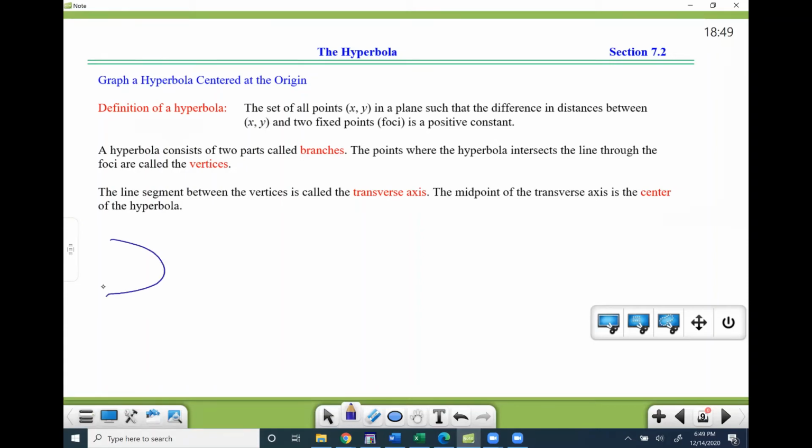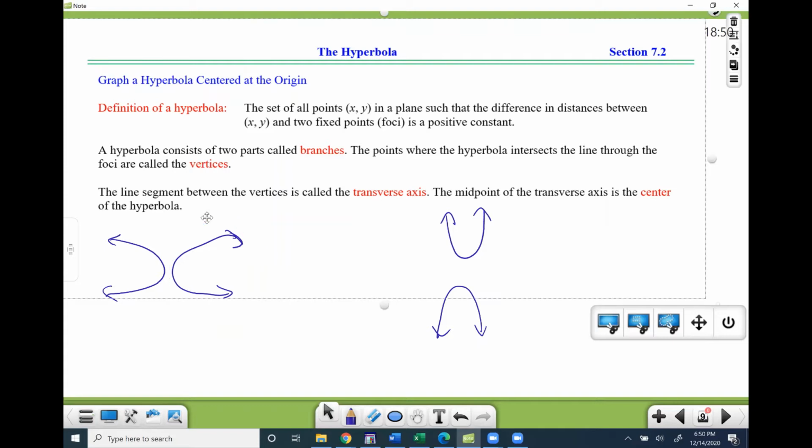Hyperbolas will look like either this, sideways facing, or up and down facing in our class. We have diagonal ones and stuff, but these are going to be the ones that we're going to talk about in here. Okay. So let's talk about the pieces.